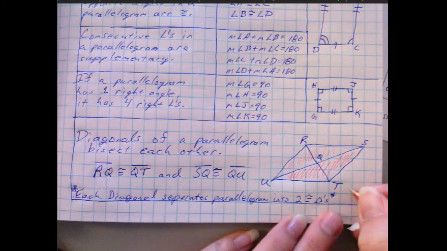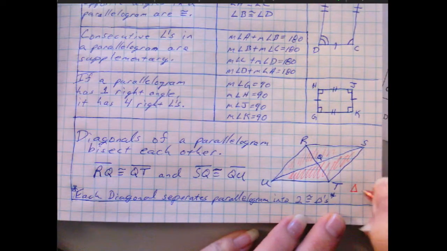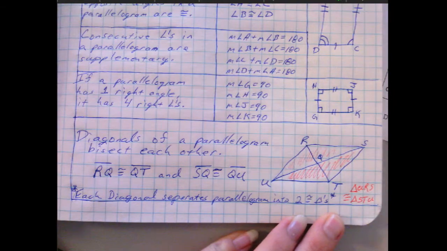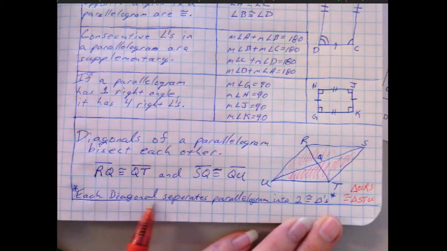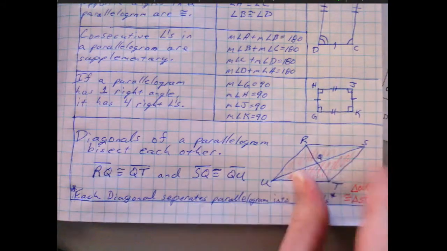So we could say triangle URS is congruent to triangle STU. Okay, and that's our congruency statement. And we talked about that when we were talking about congruent triangles. I just wanted to remind you there. So this one we have already talked about. Okay, so let's do a few examples.